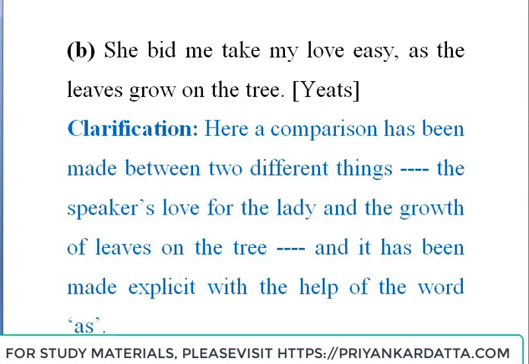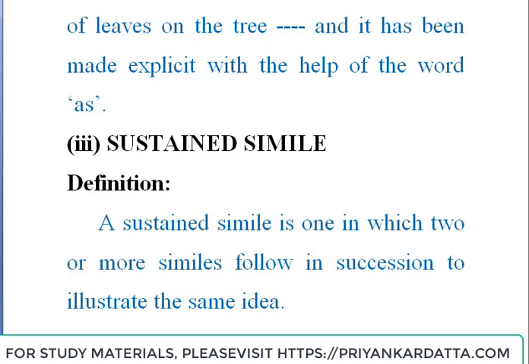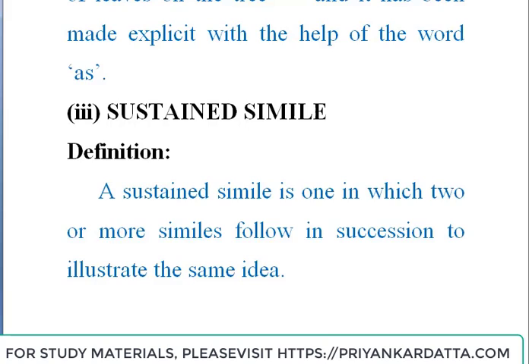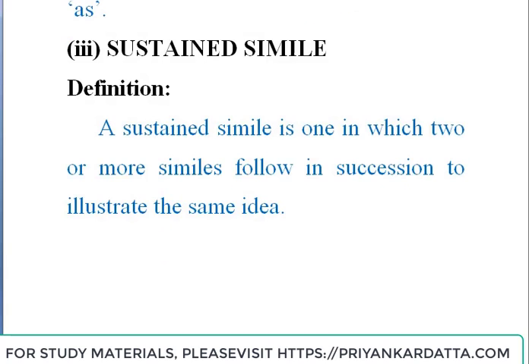Now we shall focus on the third type of simile. It is called sustained simile. So if we are told to define sustained simile, we shall have to write in this way. A sustained simile is one in which two or more similes follow in succession to illustrate the same idea. That is, in a sustained simile, an object will be compared to two other objects. That is, two similes will be there in a single expression, and the two similes will focus on a single theme.